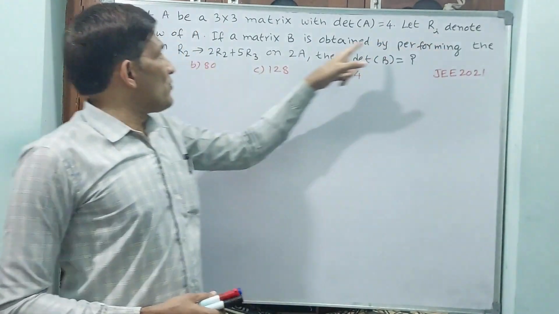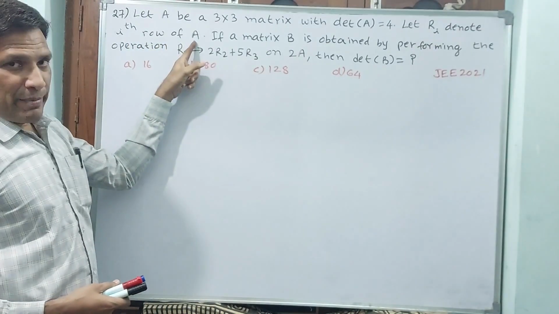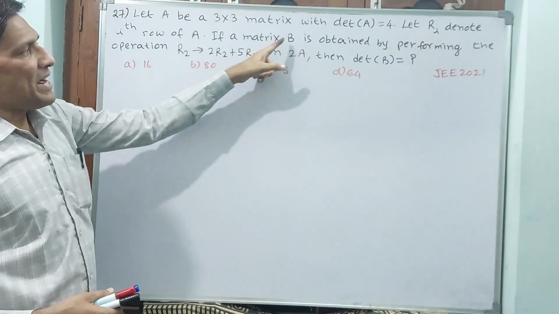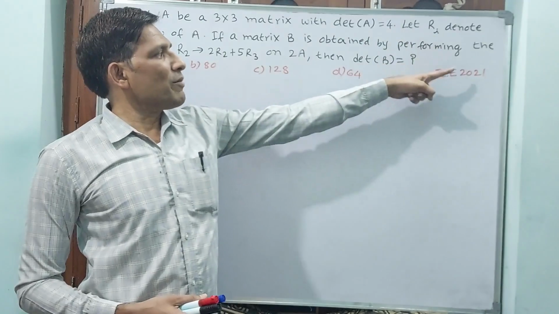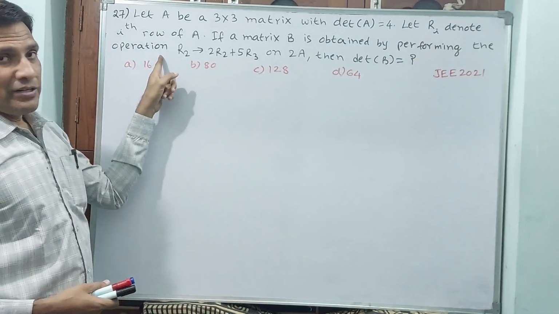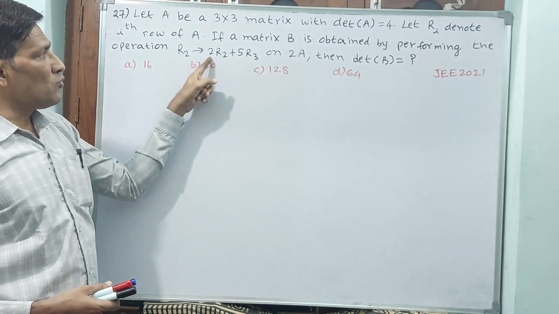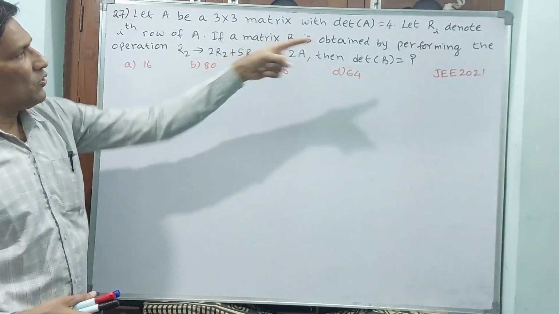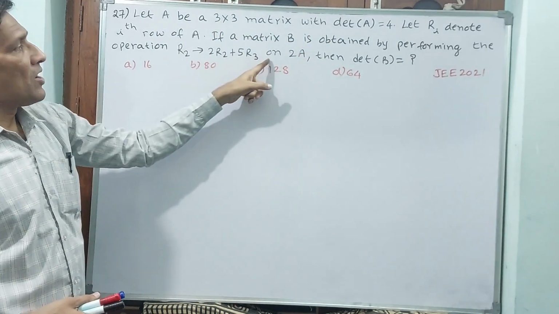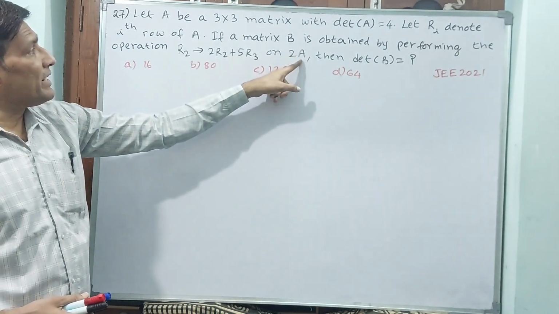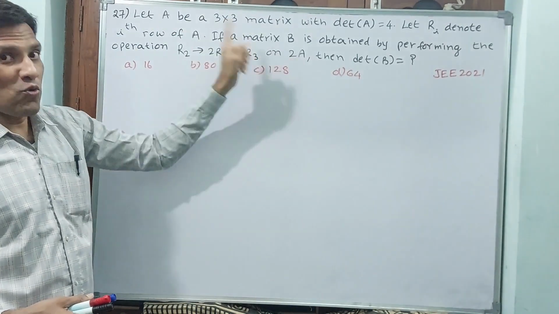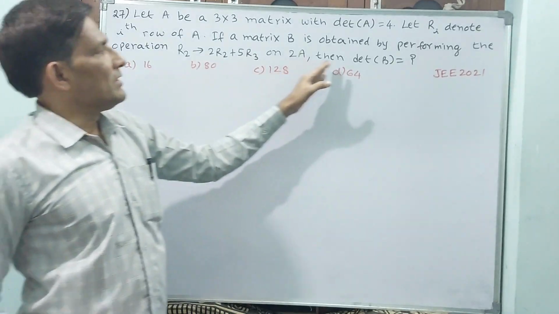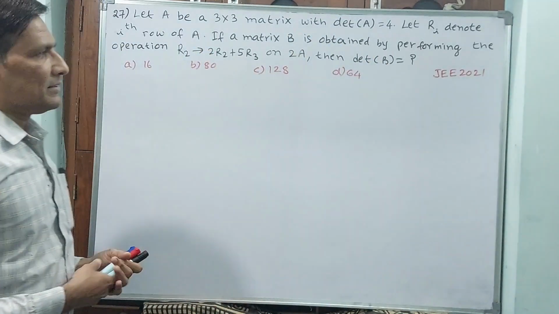Let Ri denote the ith row of a matrix. If matrix B is obtained by performing the operation R2 changing to R2 plus 5 R3, that means these are rows only they are mentioning, on 2A. This is very important. This is not on A. This is on 2A. Then what is the value of determinant B? That is what they are asking.